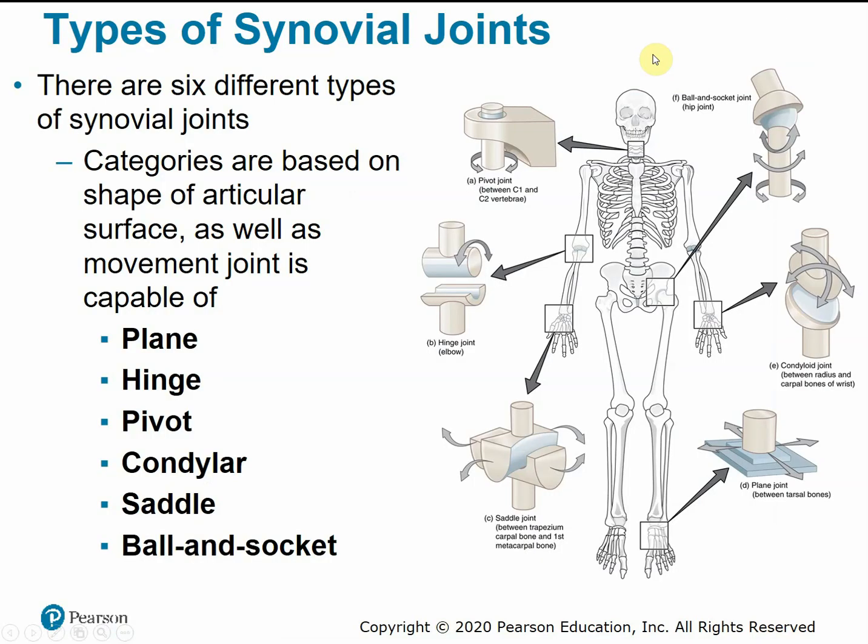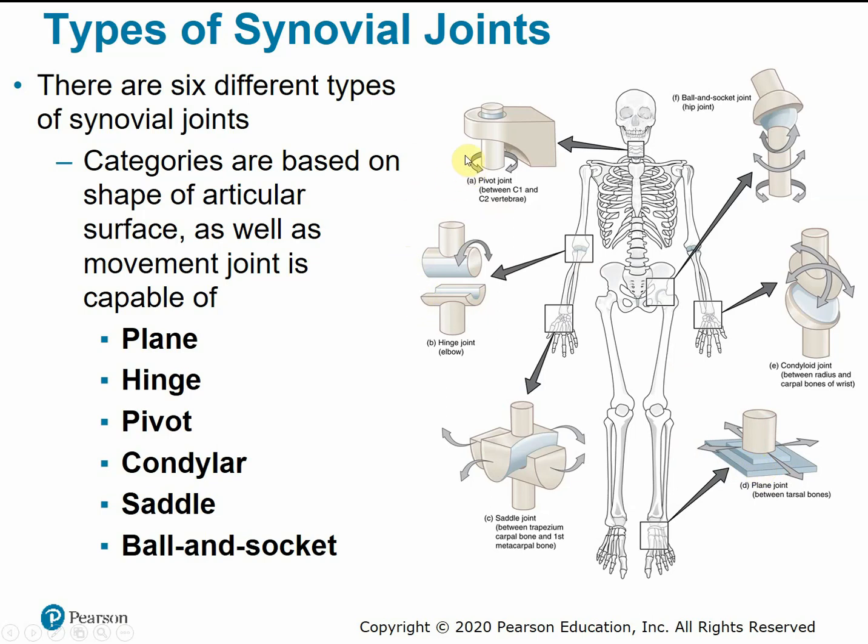There's 6 types of synovial joints based on the shape of their articular surfaces as well as the type of movement capable at that joint. So types of synovial joints we'll look at include the plane joints, which have that gliding movement like in the wrists and the ankles. Hinge joints, like in the elbow.